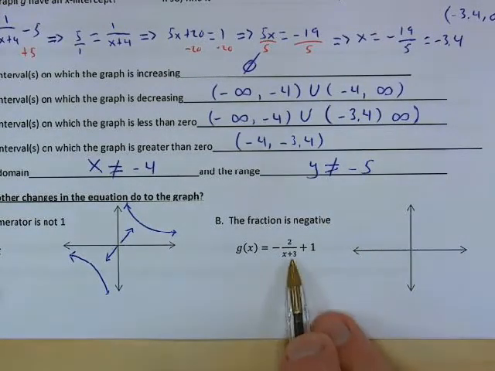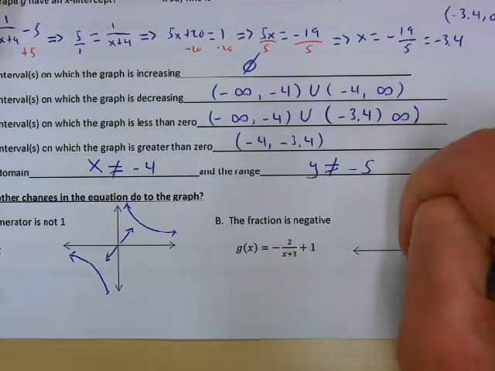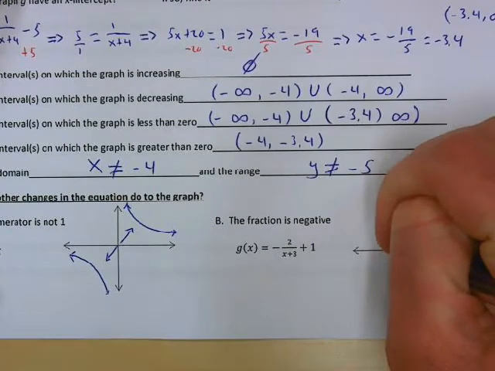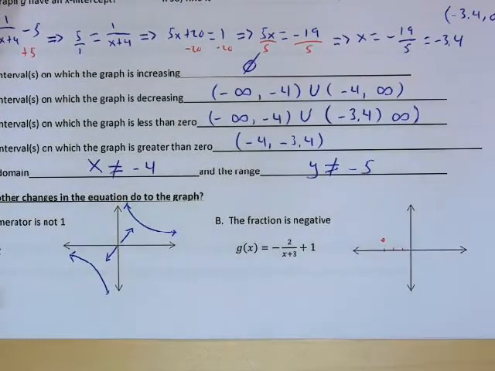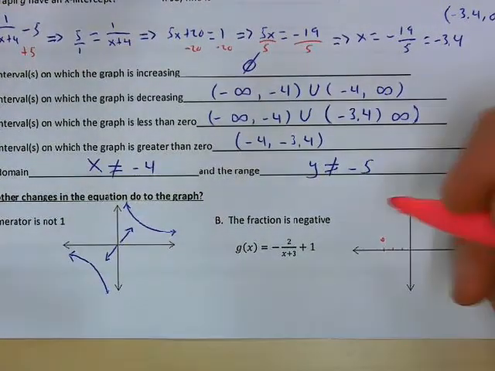But first of all, there's more than just flipping it. Our asymptotes were shifted left 3 and up 1. So I would go left 3, up 1, and that would be the intersection of my asymptotes, which I'm going to draw with my highlighter here.